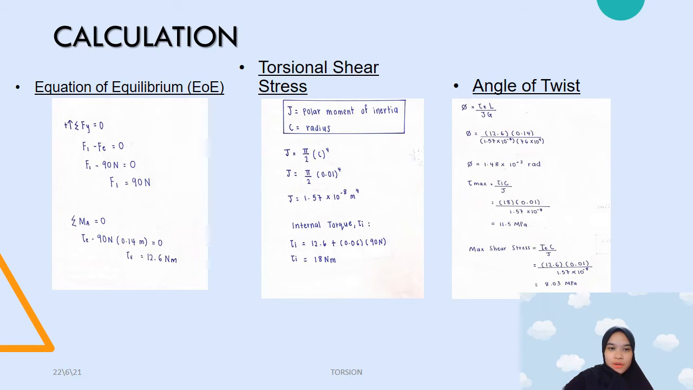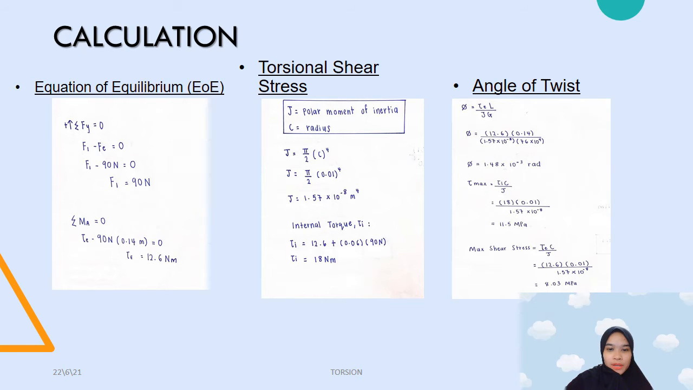Firstly is the equation of equilibrium. Summation Fy is equal to 0. F1 minus Fe equals to 0. Fe is equal to negative 90 Newton since Fe is in downward direction. Then F1 will equal to 90 Newton.